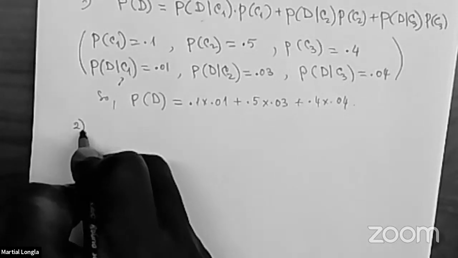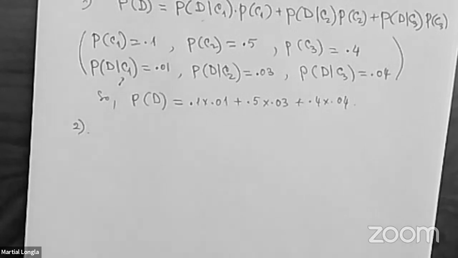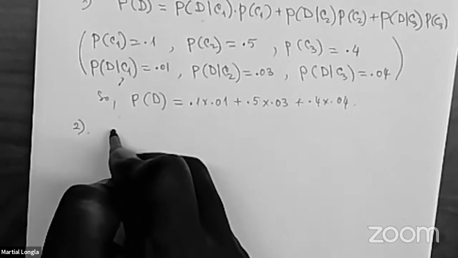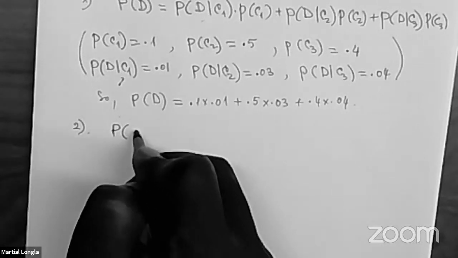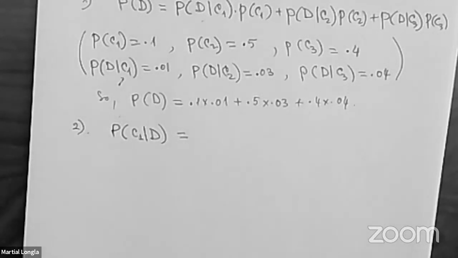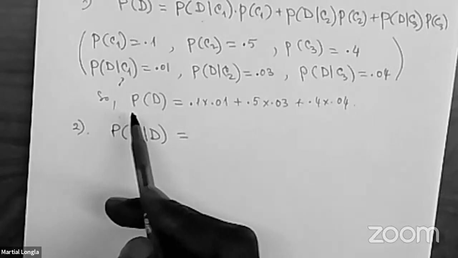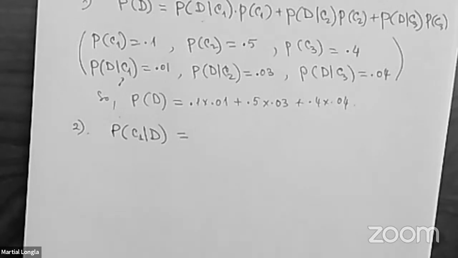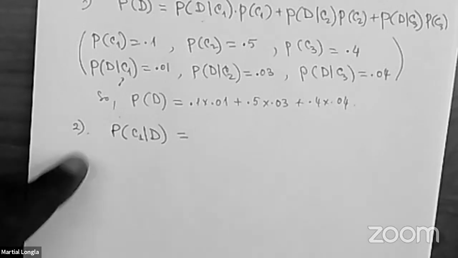Then you have the second question. What's the probability of C1 given B? That's given that the item is defective, what is the probability that it came from C1? And here is where you have the base formula. If we didn't answer the first question, we would just write down the base formula. But because we answered the first one, we just do the probability of the intersection divided by the probability of B, which we already have.